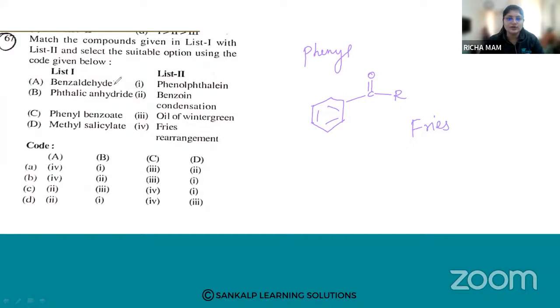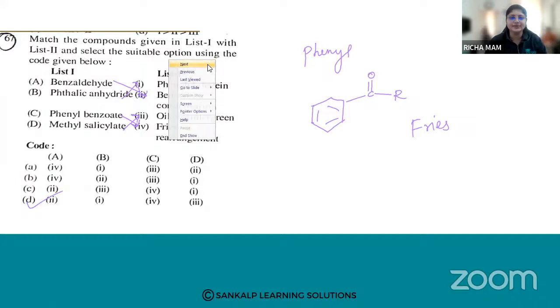So this answer we go, and methyl salicylate is called the oil of wintergreen. So which is the correct answer? It is option number D. Option number D. Is it clear?